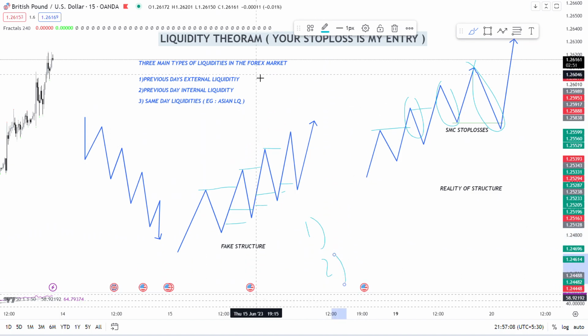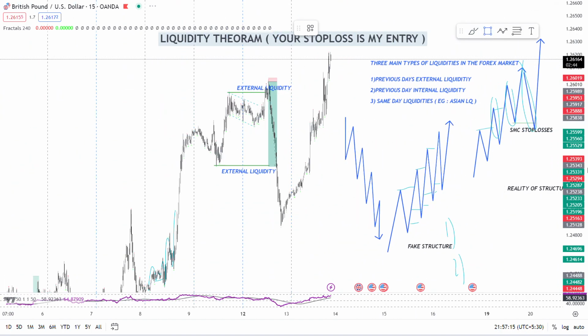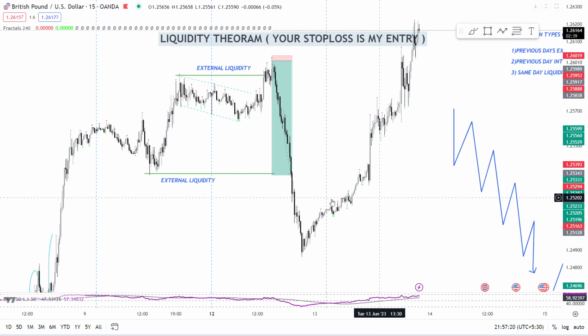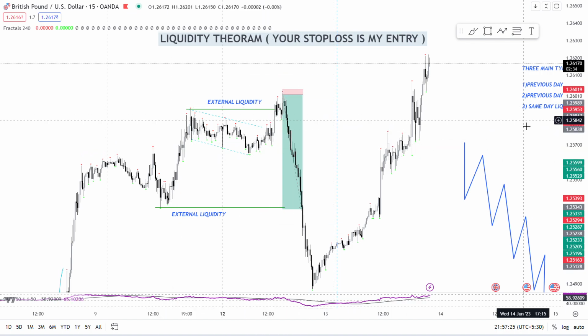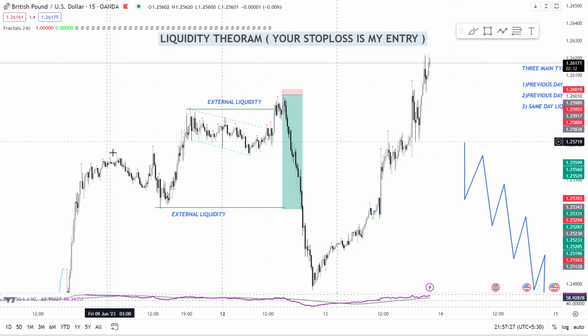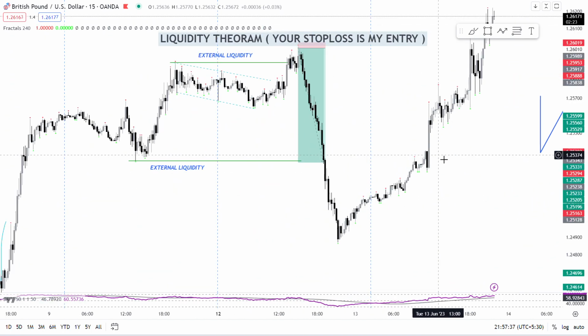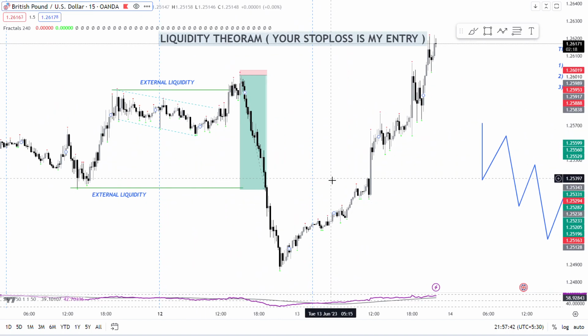To identify liquidity, there are three types. One is previous external liquidity and another is previous internal liquidity. Let's first identify what previous external liquidity and previous internal liquidity are. Previous external liquidity is what you can identify using the session breaks indicator, these lines. These are day opening and day end. The high of the day we mark as external liquidity, and the low of the day we mark as external liquidity too. These are very powerful points of liquidity. When these are taken, there is a possibility of reversal.